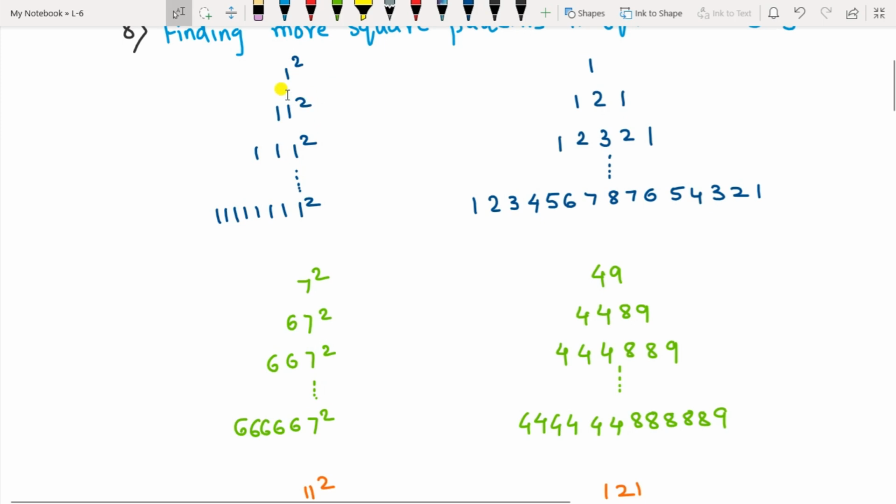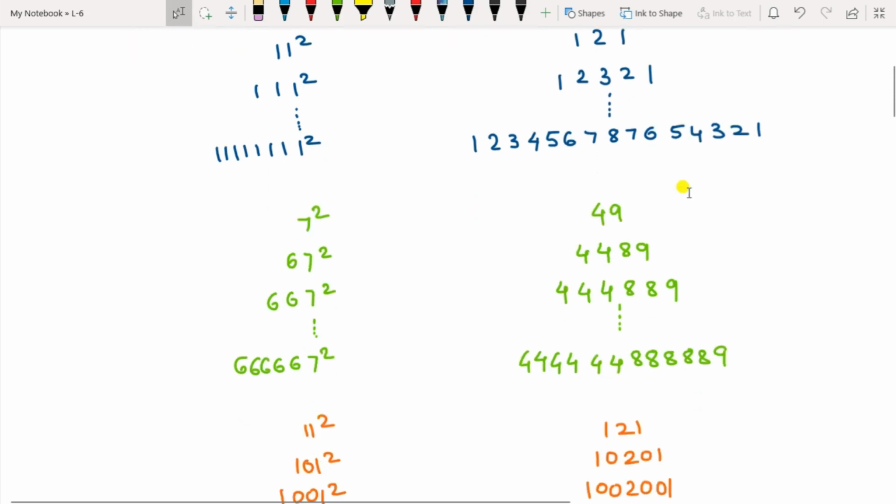Suppose 1 square is 1, 11 square, the number of ones is increased, so it becomes 121. Then 111 square becomes 12321. So however many ones you have written, that many counting numbers you have to write here. Suppose 8 ones are written, so you have to write counting numbers up to 8 and then write the numbers in an inverse pattern. Okay, so this is one type of pattern.